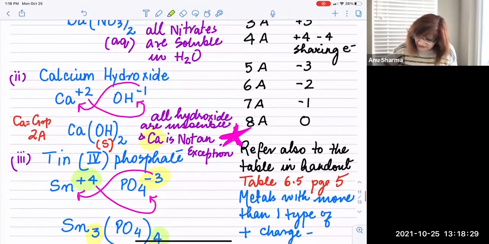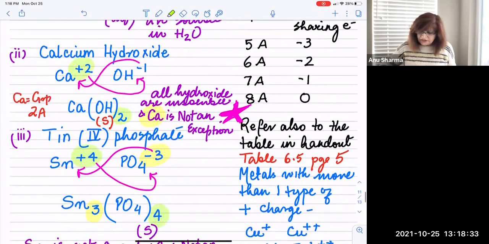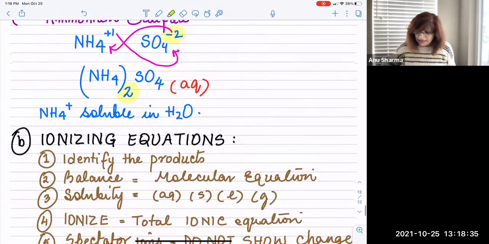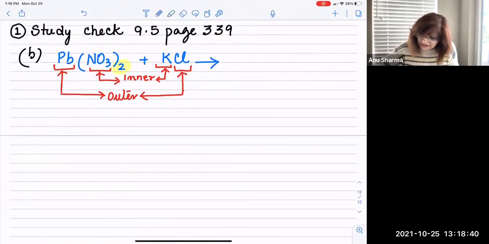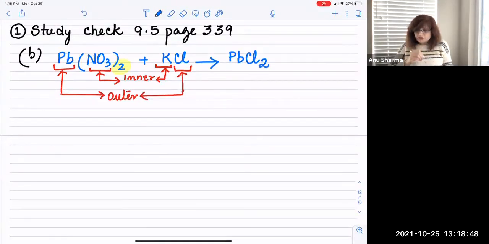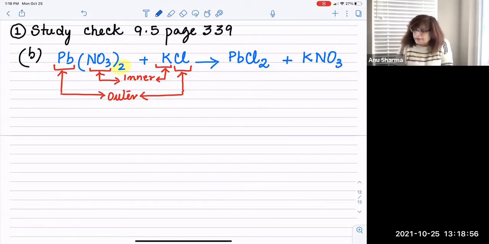Similarly here, this 2 is coming from here. So you see this is crisscrossing. So you need to really master that. Okay, so that's how you will get that. And 2 is coming from the top of lead. So here this becomes PbCl2. That means lead is always going to be in +2 state. And the next one is always metal written first, and then comes the polyatomic ion or the non-metals. So we have PbCl2 and the other product.